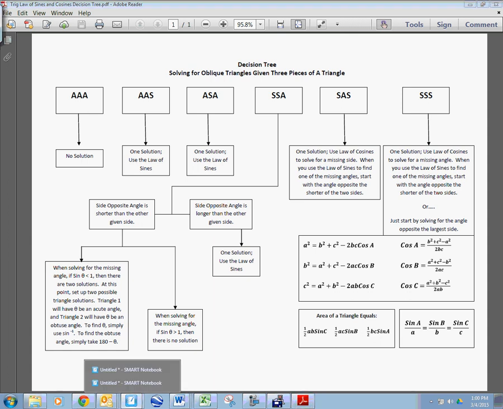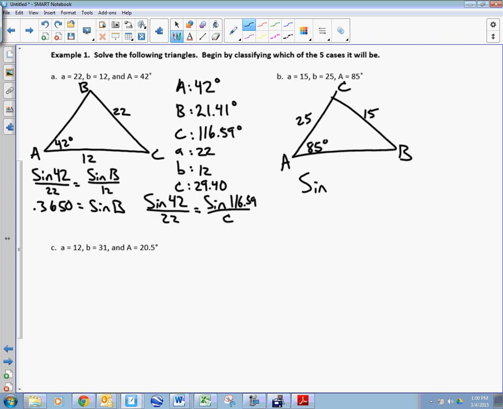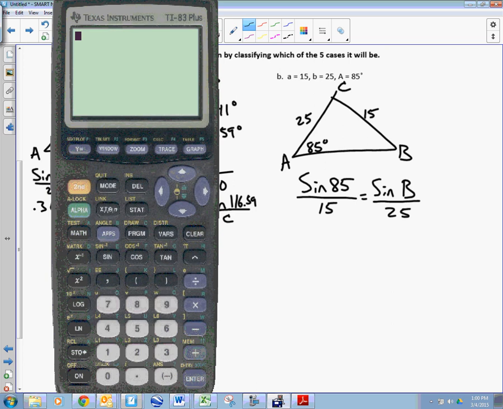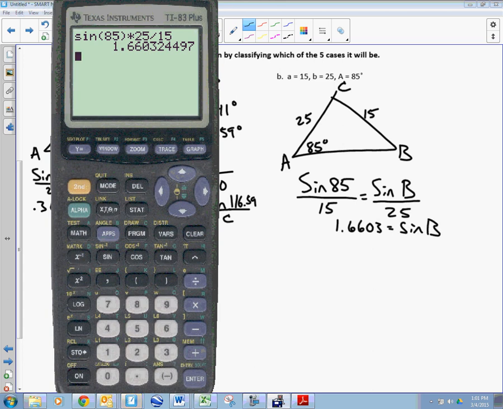So what do we do? We set up the law of sines. We say the sine of 85 divided by 15 is equal to the sine of B divided by 25. And we cross multiply. Sine of 85 times 25 divided by 15, and we get 1.6603. Can sine be equal to a number greater than 1? No, it can't. That means when I drew this 15, I drew it way too long. It's actually too short. It can't reach down to the other side. It's just not long enough of a leg.